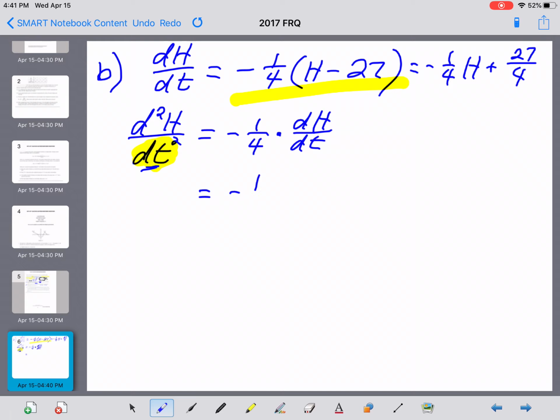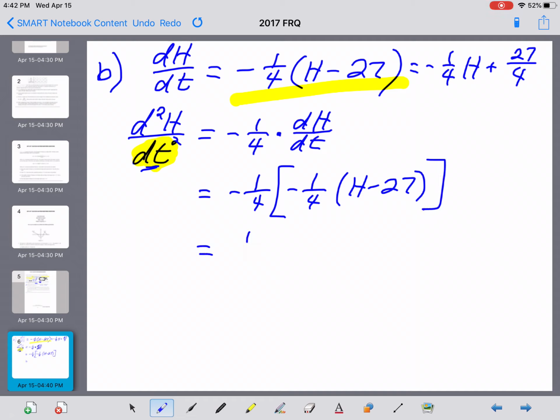Okay, interesting. So that's a negative 1/4 times the original derivative dh/dt, which was negative 1/4 times the quantity of h minus 27. That is going to take a little bit of simplifying, although not too bad. The negative 1/4 times the negative 1/4 is going to be a positive 1/16 times the quantity of h minus 27. Okay, so that's our second derivative right there.